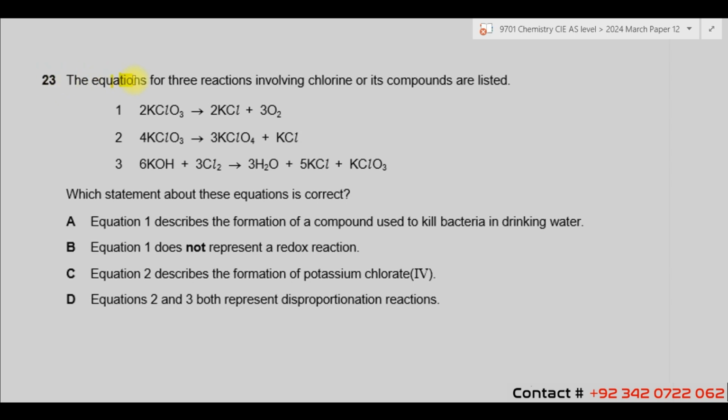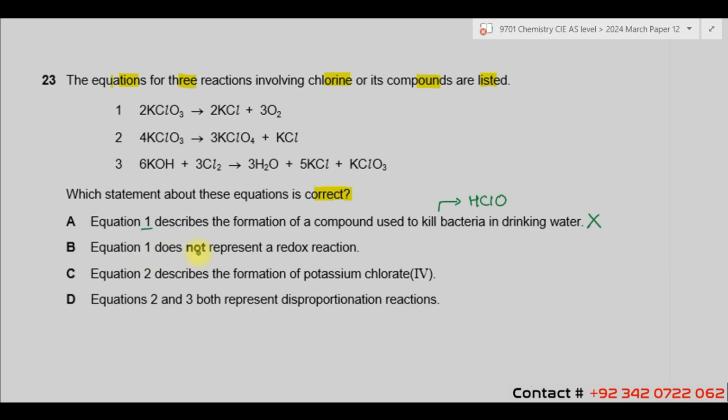Question 23. The equations for 3 reactions involving chlorine or its compounds are listed. We have KClO3, we have KClO3, we have KOH plus Cl2. Which statement about these equations is correct? Part A, equation 1 describes the formation of a compound used to kill bacteria in drinking water. Now bacteria can be killed in drinking water by using HClO. This is not present in equation 1, so incorrect.